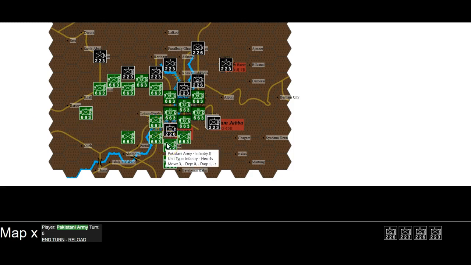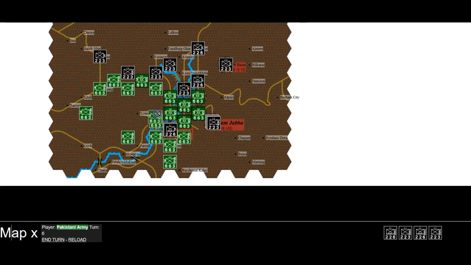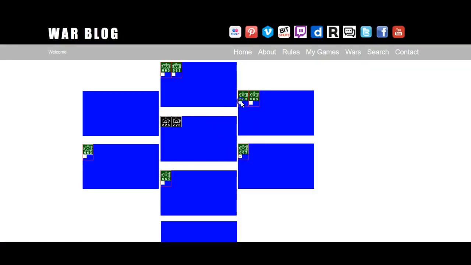Okay, so we've recovered here. This unit can't engage because it's over a river, so he might as well start moving up. He can move this way, he can move that way, etc. We're not going to push any further that way. There's a road there, so we're going to hold that. And let's go for an attrition here.